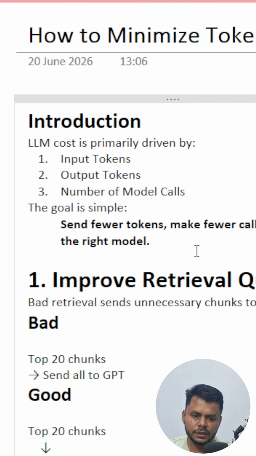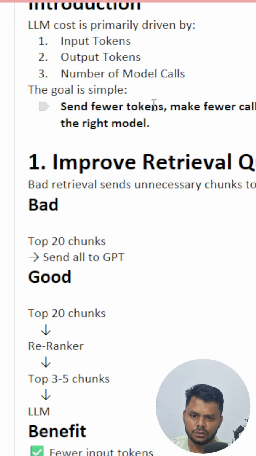In this video, we will see how we minimize the token cost in the RAG and LLM application. Token cost basically depends upon the input tokens, output tokens, and number of model calls. Our goal should be to send fewer tokens, make fewer calls, and use the right model.